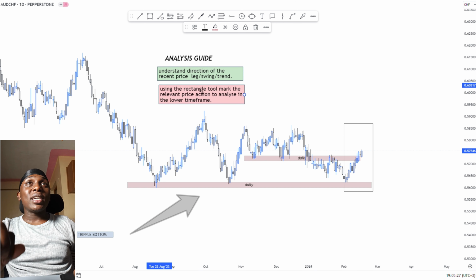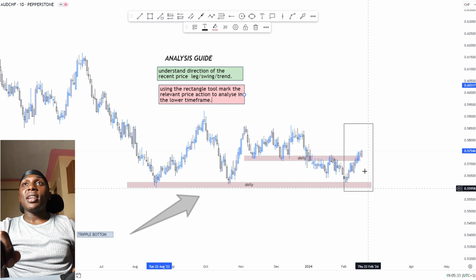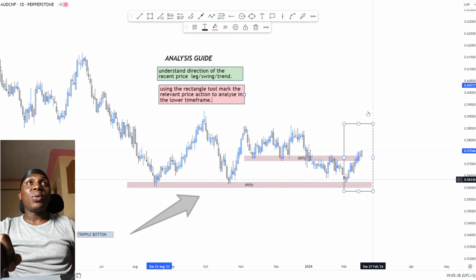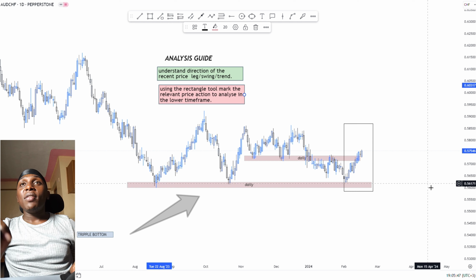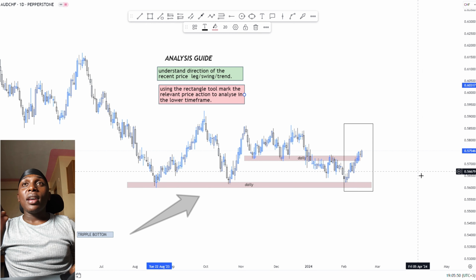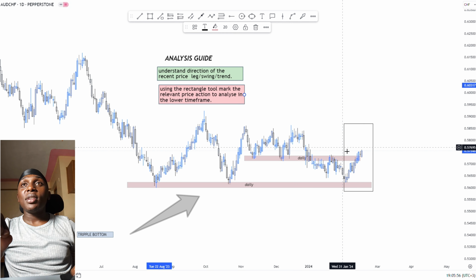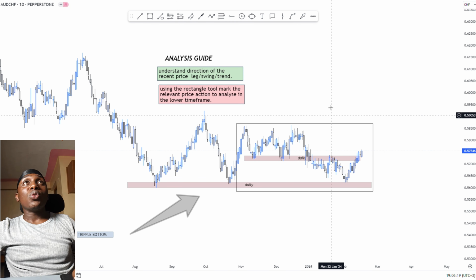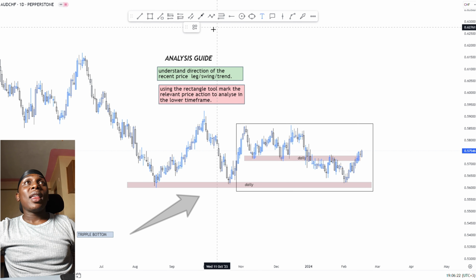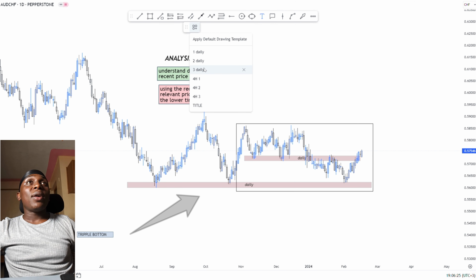After establishing that, my second step in the daily time frame is usually to use a rectangle tool to mark the relevant price action to analyze in the lower time frame. As indicated right here with this rectangle tool, this is the only price action that I'm interested in when I go to the 4-hour time frame. If you feel like the recent price leg does not have enough information about what you want to analyze on the lower time frame, you can simply expand the rectangle like this. There is no harm.